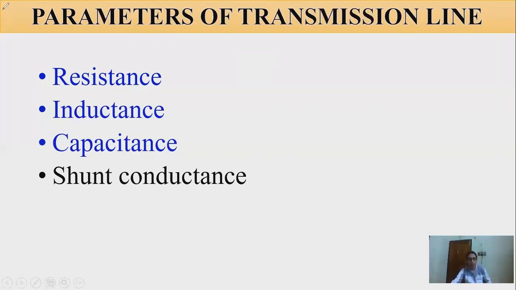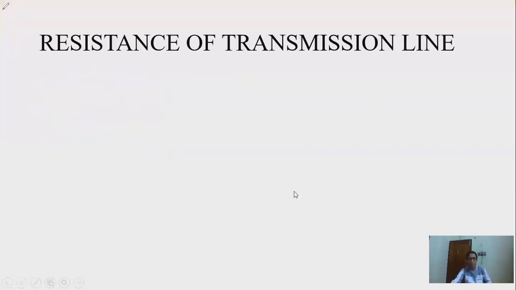Next one is the shunt conductance. The shunt conductance mainly arises in the transmission line due to the leakage current flowing across the insulator. But as the leakage current is very small compared to the main current flowing through the transmission line, the leakage current can be ignored, and thereby the shunt conductance can be ignored. These are the four parameters: resistance, inductance, capacitance, and the shunt conductance.